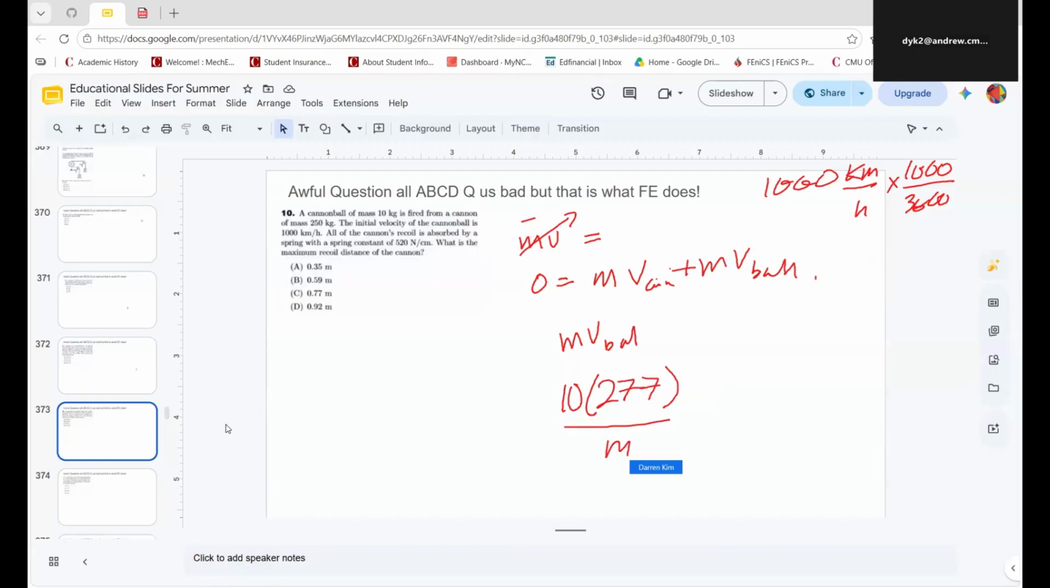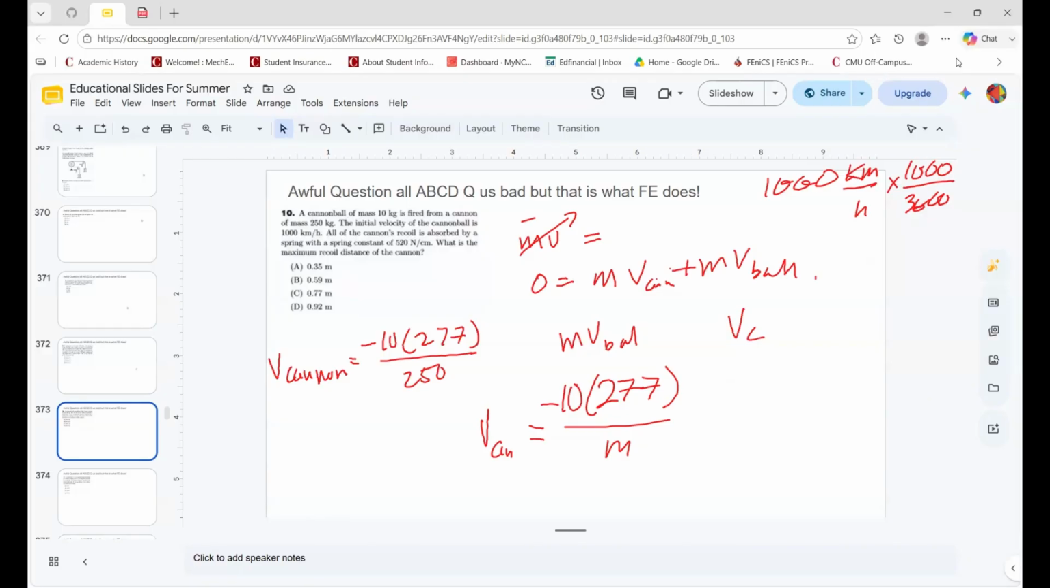Divided by the mass of the cannon equals negative v cannon. So you have to do v cannon equals this. v cannon equals negative 10 times 277 divided by 250. Oh, my apologies, you can't see that, can you? So v cannon equals negative 11.08 meters per second. You could, in theory, have not done it that way.